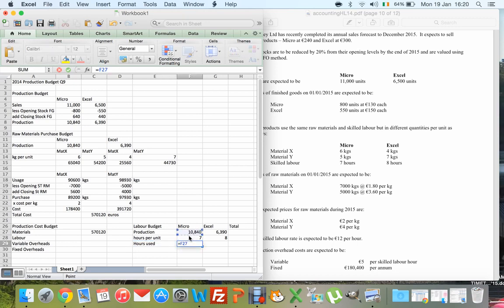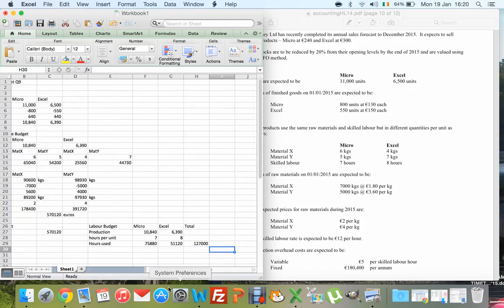So it's going to be the production times 7 for the micro, and the production times 8 for the Excel. So that's going to give me the total number of hours, those two added together. So that's the total number. I'm just going to label it hours. Then I'll need to get the cost. So let's see what we call the labor rate, so skilled labor rate. Skilled labor rate is 12 euros per hour.